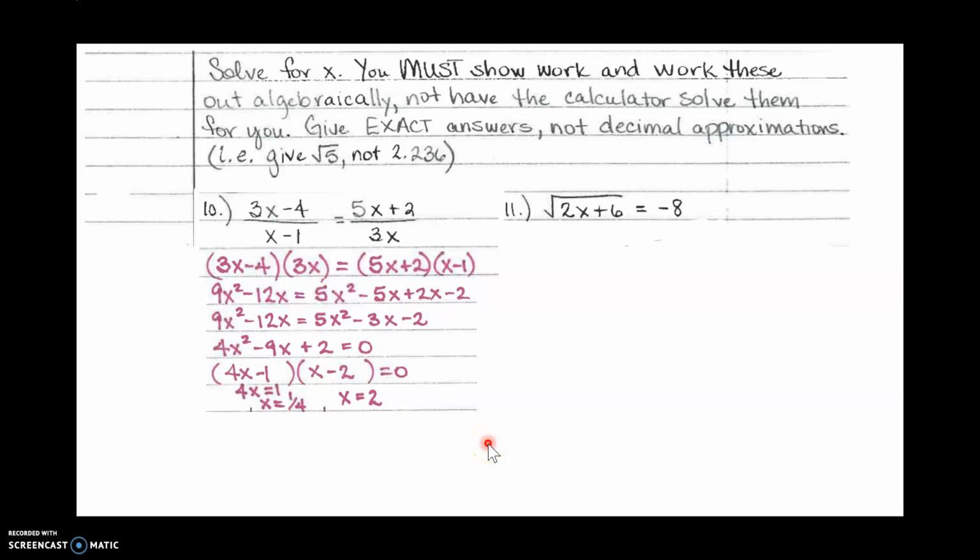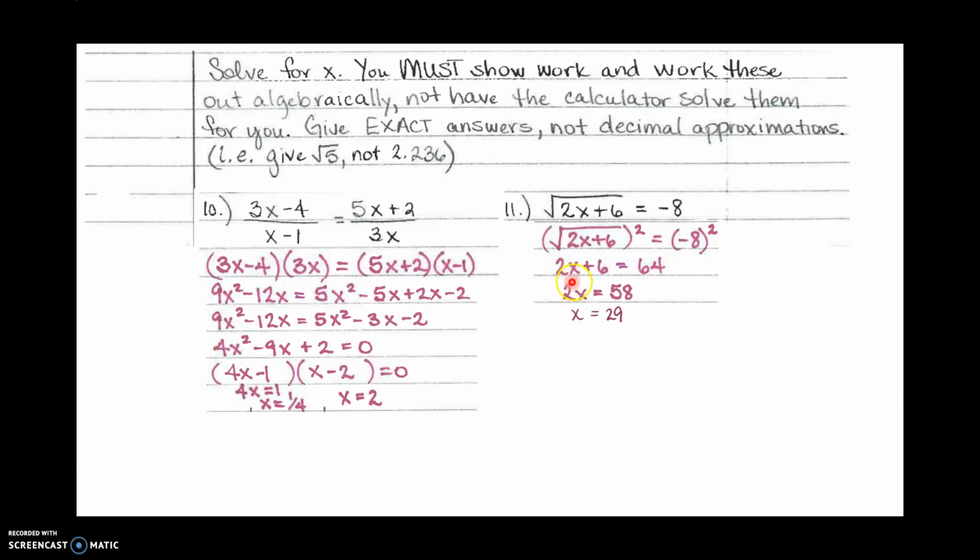All right, so for number 11, we want to make sure that we have a radical alone on one side. And then to undo the square root, we're going to square both sides. The square root and the square are going to cancel each other out, and that's going to leave us with just 2x plus 6 over here. And then negative 8 squared, of course, would be 64.